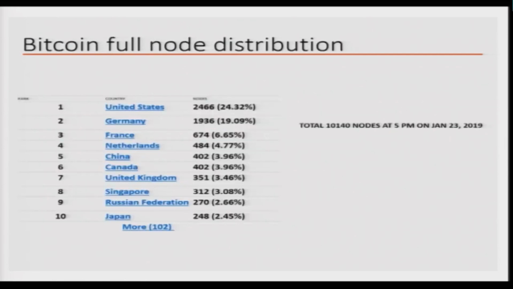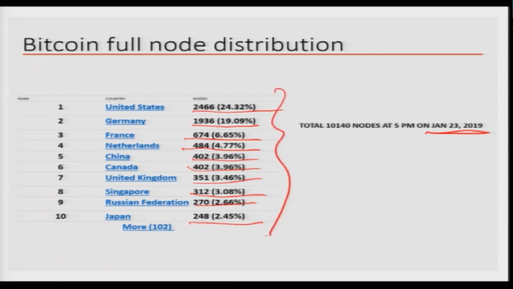So, let us look at the numbers as of January of 2019. It is about 10,000 indeed at that time, and the United States had the highest number, almost 2,500. Germany had almost 2,000, France had about 674, Netherlands had about 500, China about 400, Canada about 400, UK about 350, Singapore about 300, Russia about 270, Japan had 248 nodes. So, these are the node distribution.